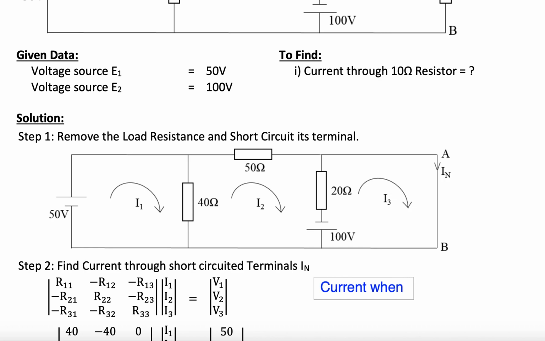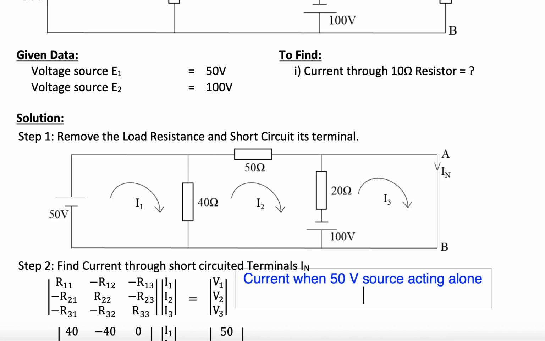Current when the 50 volt source is acting alone, that is sensible. I am calling it I1, I suffix 1. I1 equals 1 ampere, in which direction? In the downward direction from A to B, so that is positive.